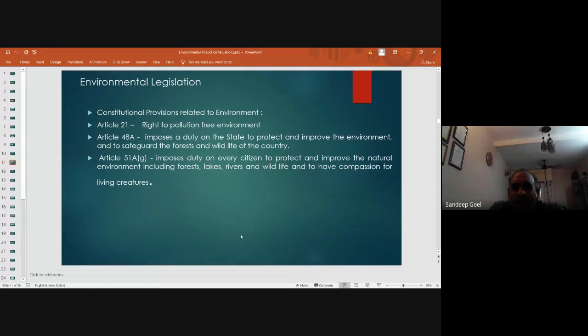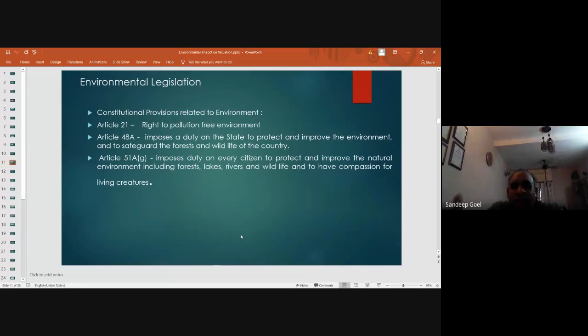Article 48A imposes a duty on the state to protect and improve the environment and to safeguard the forests and wildlife of the country. These are the constitutional provisions made to protect the environment. Article 51A(g) imposes a duty on every citizen to protect and improve the natural environment, including forests, lakes, rivers, wildlife, and to have compassion for living creatures. So these are the important articles.